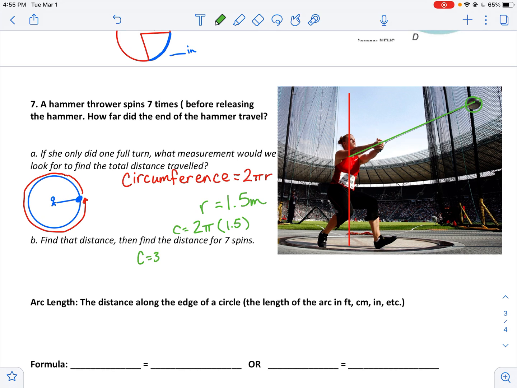So if the circumference is 3 pi, I don't want one spin, I want 7 spins. And that would be 21 pi meters.